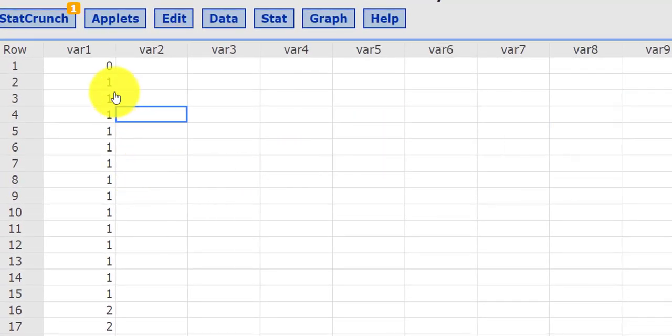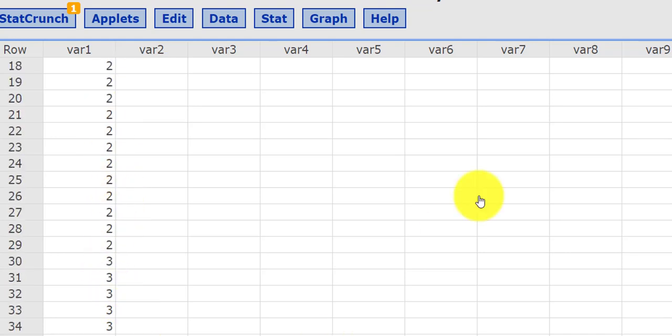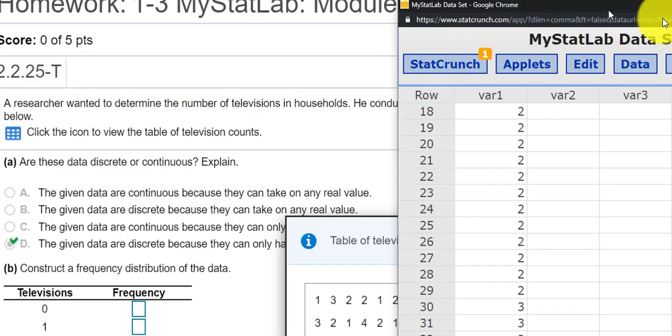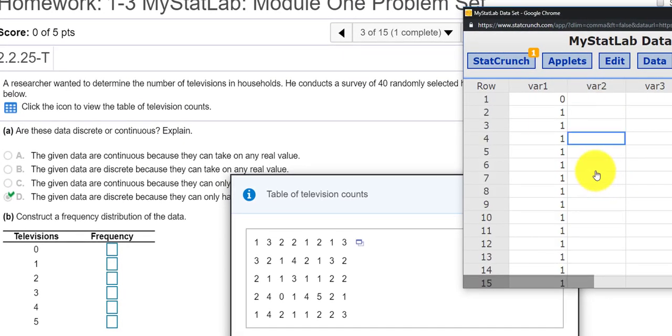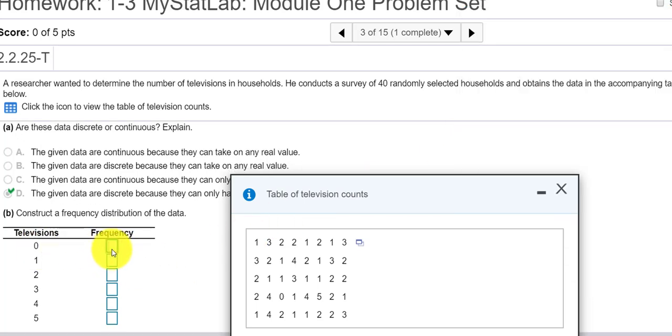How many times does 0 occur? How many times does 1 occur? 2 and 3 and so on. Okay, so I can transfer my answers, right? How many people have 0 televisions? Well, that only occurred 1 time, so I'd put a 1 here, right? And then how many households had only 1 TV and 2 TVs? So I can fill that data from my StatCrunch information.